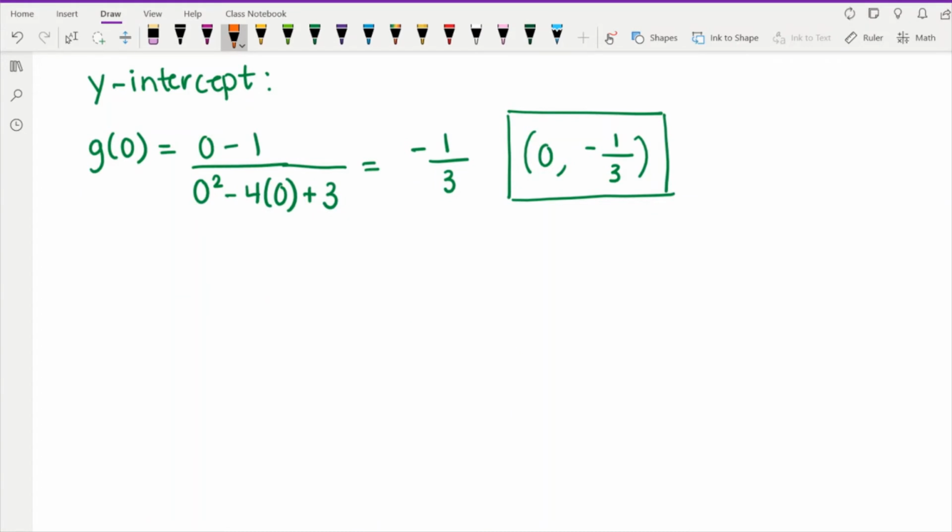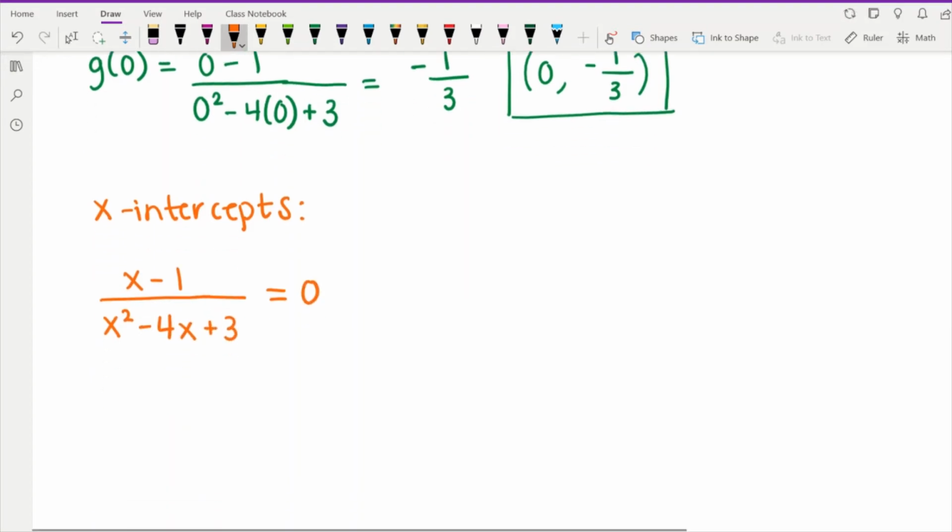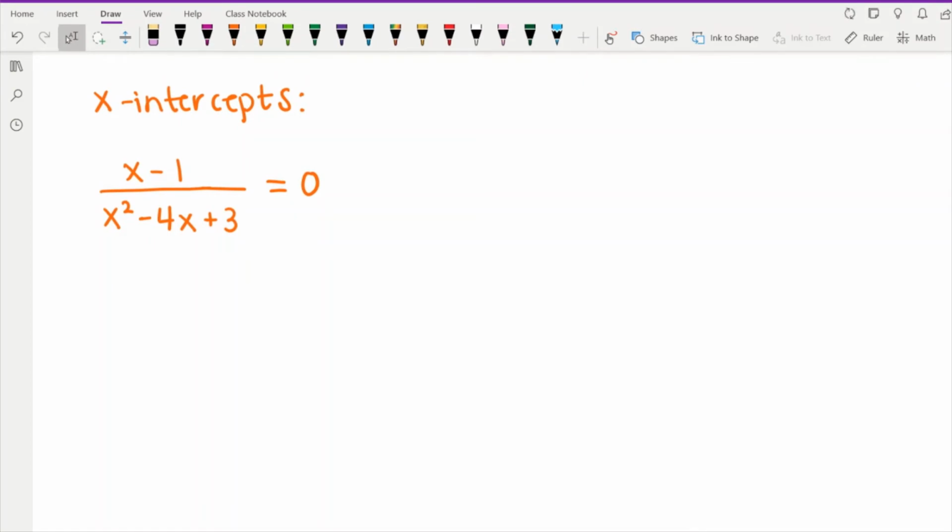Okay, so what about the x-intercepts? Well, same idea from before. We want to take the whole function and set it equal to 0. And we know that the whole function is going to be equal to 0 whenever the numerator is equal to 0, but the denominator is not also equal to 0. So if we set the numerator equal to 0, we get x = 1.